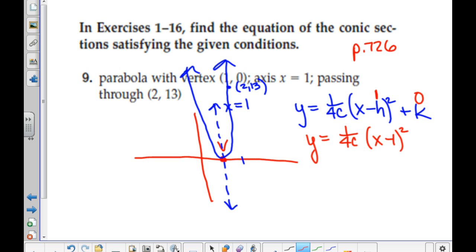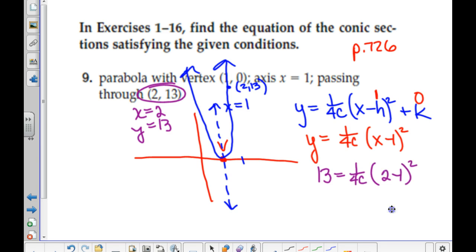Anybody help her out? Anyone have any ideas? Would you put in the other coordinate? Yep, I'm going to put in x equals 2 and y equals 13. I don't really care what c is. I just need an equation. So basically, I just need to figure out what goes there, right? So if I put in 13 and 2, I think I'm good.